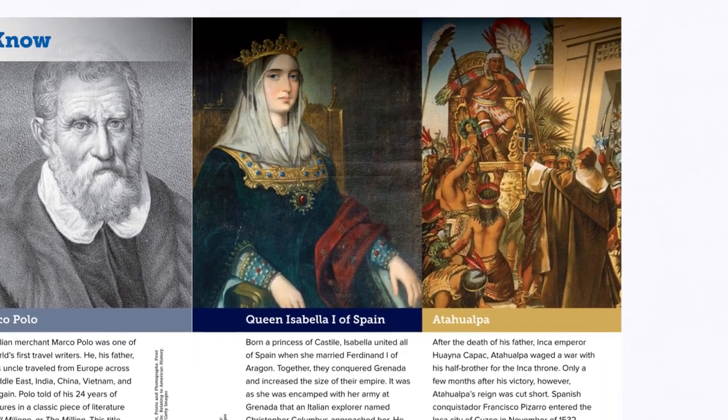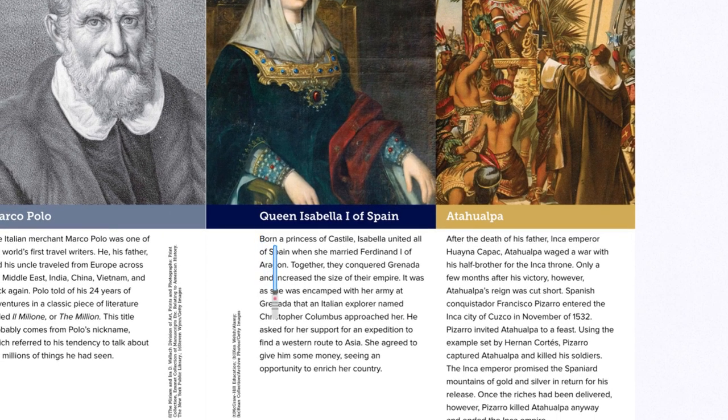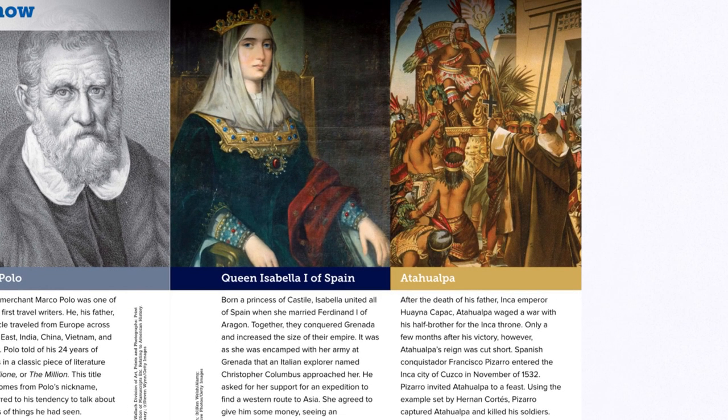All right, next we've got Queen Isabella I of Spain. It says, born a princess of Castile, Isabella united all of Spain when she married Ferdinand I of Aragon. Together they conquered Granada and increased the size of their empire. It was as she was encamped with her army at Granada that an Italian explorer named Christopher Columbus approached her. He asked for her support for an expedition to find a western route to Asia. She agreed to give him some money, seeing an opportunity to enrich her country. And as we know, that explorer was Christopher Columbus.